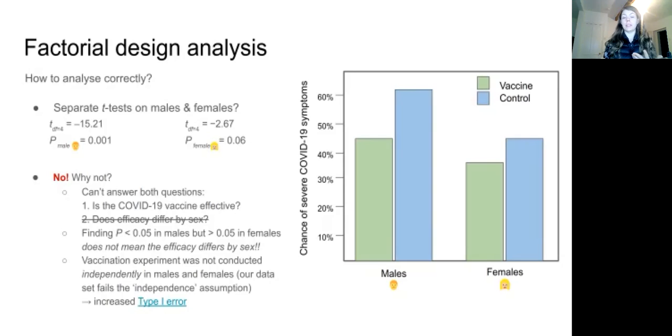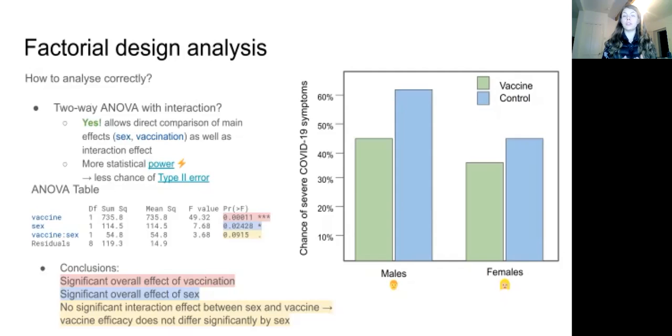Conceptually, we also need to consider one of the key assumptions of hypothesis testing, which is that independent statistical tests should arise from independent data. Because we used a factorial design where the vaccine was applied to both males and females at the same time, these data are no longer independent. And running two separate t-tests increases our chance of spuriously rejecting a null hypothesis, which is a so-called type 1 error.